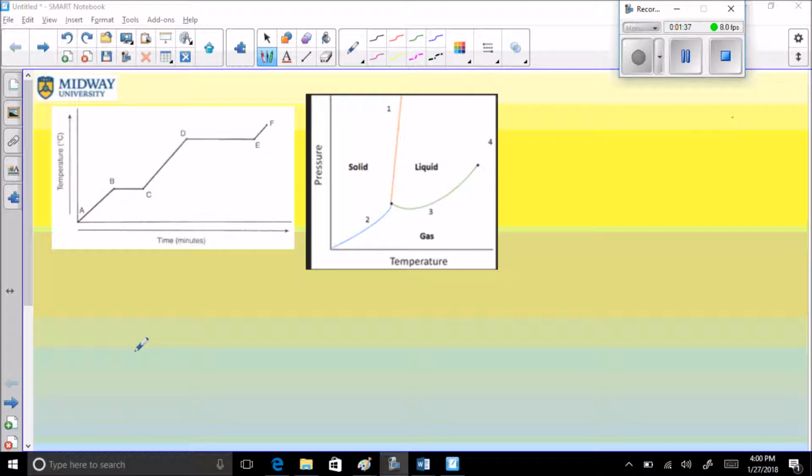Now I'd like to take the time to see if you have a conceptual understanding, not just a mathematical understanding, of the concept of the heating curve and phase changes. So if you remember the heating curve, between A and B, we have just solid. Nothing's happening because right about here is 0 degrees. So between A and B, it's purely solid.